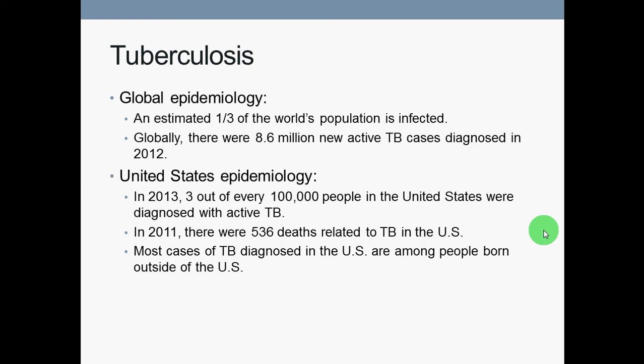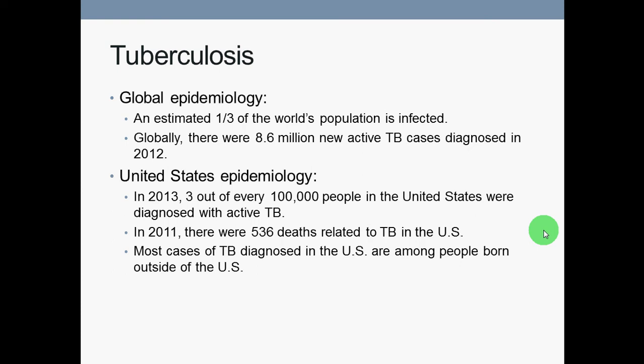In 2012, there were 8.6 million new cases of active TB diagnosed globally. Thankfully, TB in the United States is at relatively low levels compared to the rest of the world. In 2013, 3 out of every 100,000 people in the United States were diagnosed with active TB. In 2011, there were 536 deaths related to TB in the United States. So even though we have very few new cases and we have treatments available, there are still people dying from this disease.